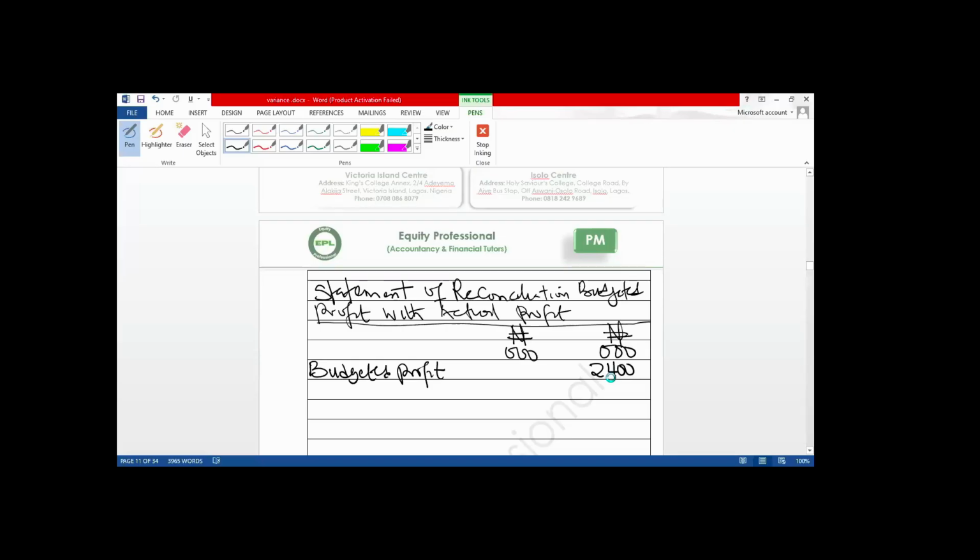Now you will be picking it. Go and check your sales variance. Sales variance: one, you have sales price variance; two, sales volume variance.